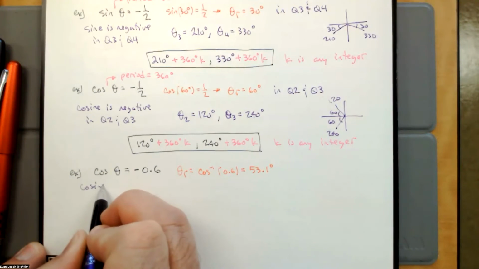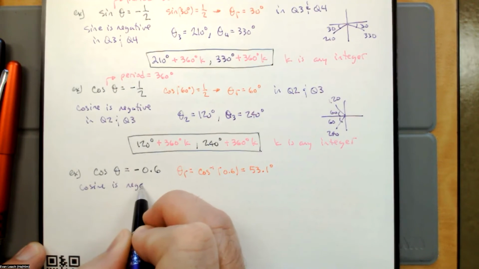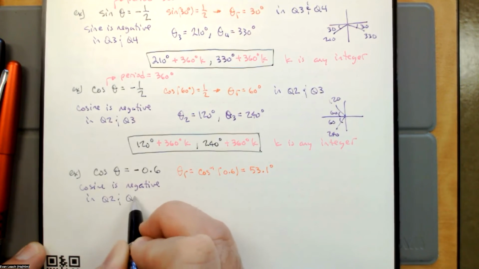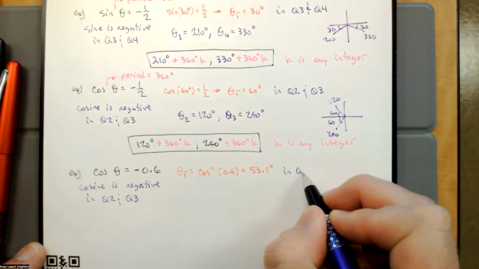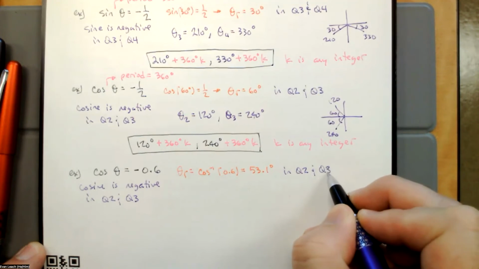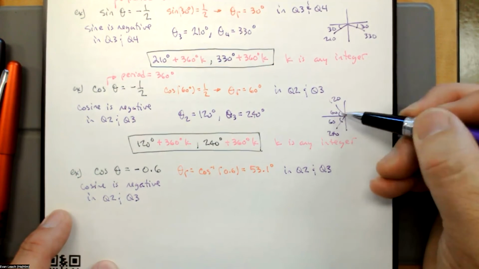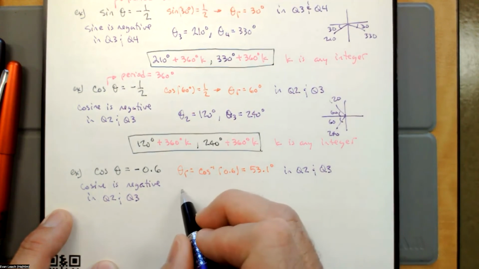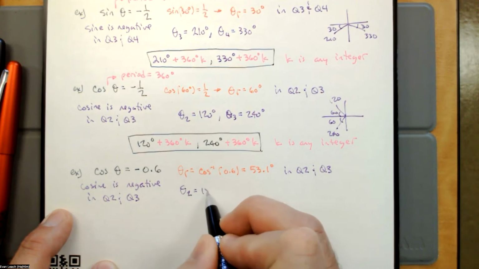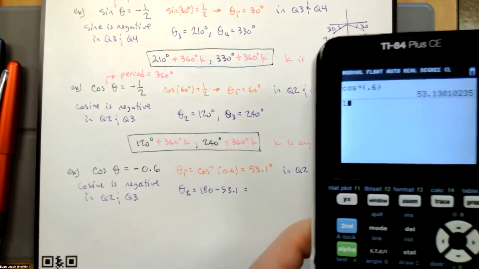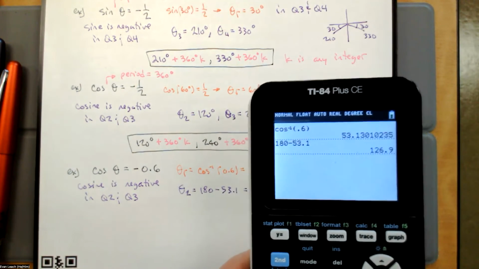Cosine is negative in quadrant 2 and quadrant 3. So I need to put this reference angle in quadrant 2 and quadrant 3. I have the same picture, but instead of 180 minus 60 and having a nice easy 120, my angle in quadrant 2 is 180 minus 53.1, or 126.9.